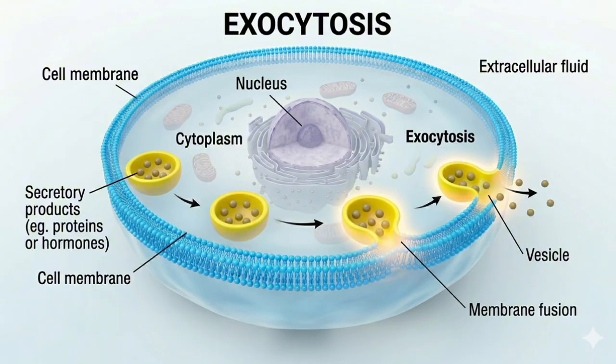A cell is not just a receiver, it is also a sender, an exporter, and a communicator. Everything it takes in must eventually be processed, used or released. And the process that makes this outward movement possible is exocytosis.